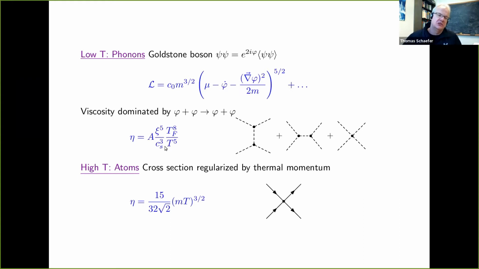And this A is just some numerical coefficient that we in principle completely know. So there's actually no real free parameters in this other than the Birch parameter. At very high temperature, of course, the quasi-particles are just ordinary atoms.